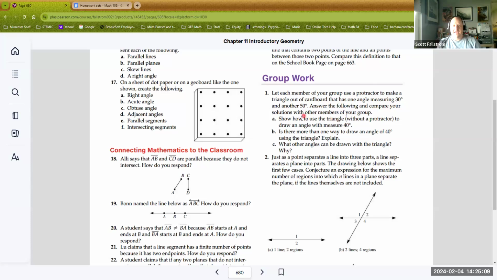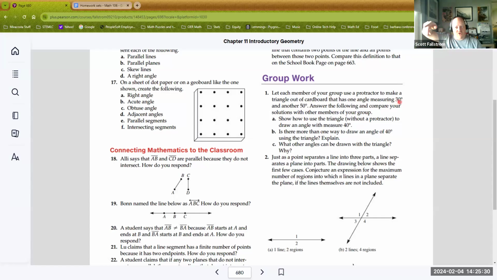Answer the following. How to use the triangle to draw an angle with a measure of 40 degrees. Okay. Now you'll notice a 50 degree and a 30 degree. You don't have a 40 degree angle anywhere here, but you might be able to find a 40 degree angle without using the protractor if all you had was a 50 and a 30 inside this triangle.